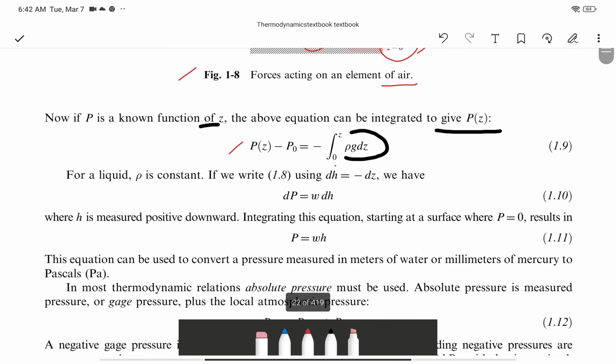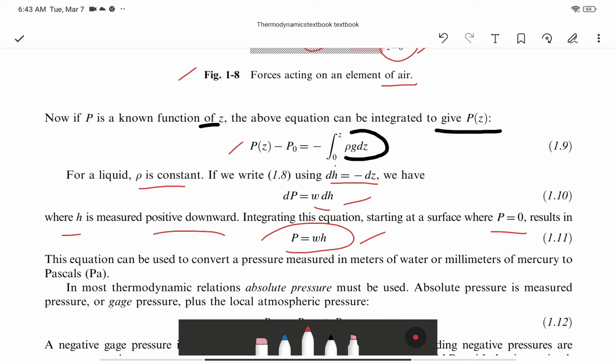Then for a liquid with a constant density, we write 1.8 using this. Then we have dP is equal to gamma, that is actually specific weight, times dh, where h is measured positive downward. Integrating this equation, taking this as P equal to 0, the result is this. This equation can be used to convert a pressure measure from water or mercury in Pascal.